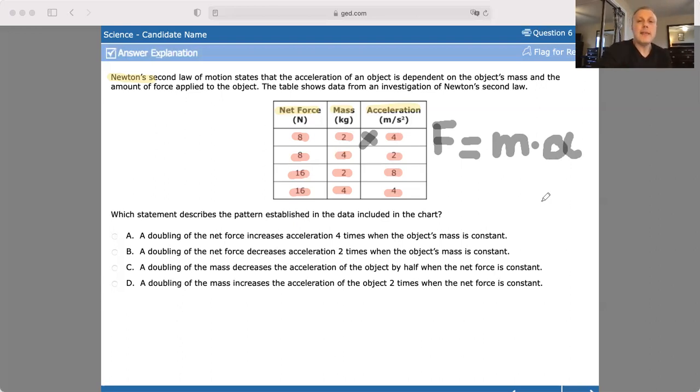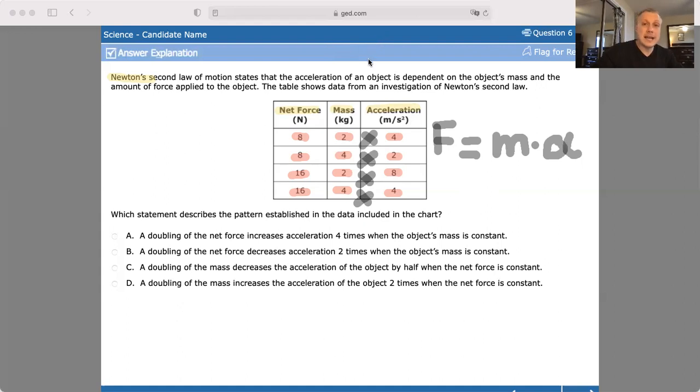And that's why you can see here, that's why it's all in the pattern. 4 times 2 is going to give you 8. 2 times 8 is going to give you 16. 4 times 4, it's going to give you 16. So when you multiply these two columns, the second and the third column, you will get the first column.